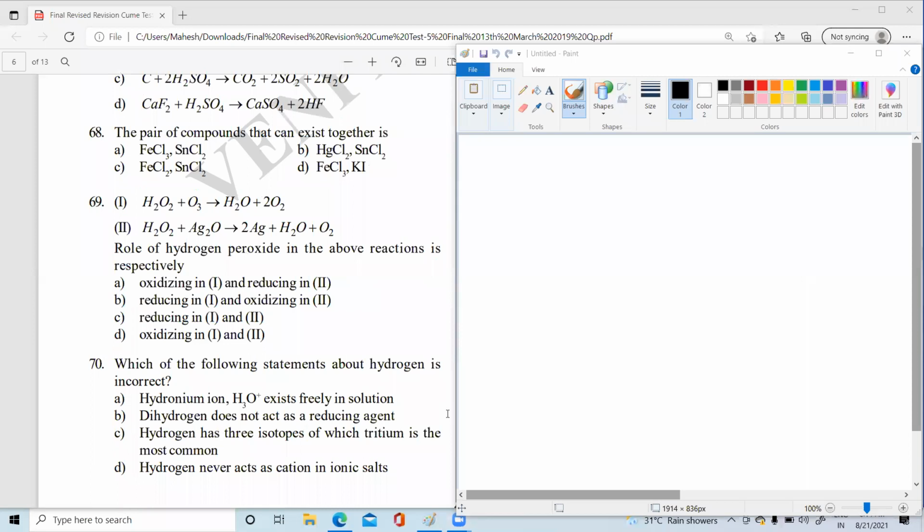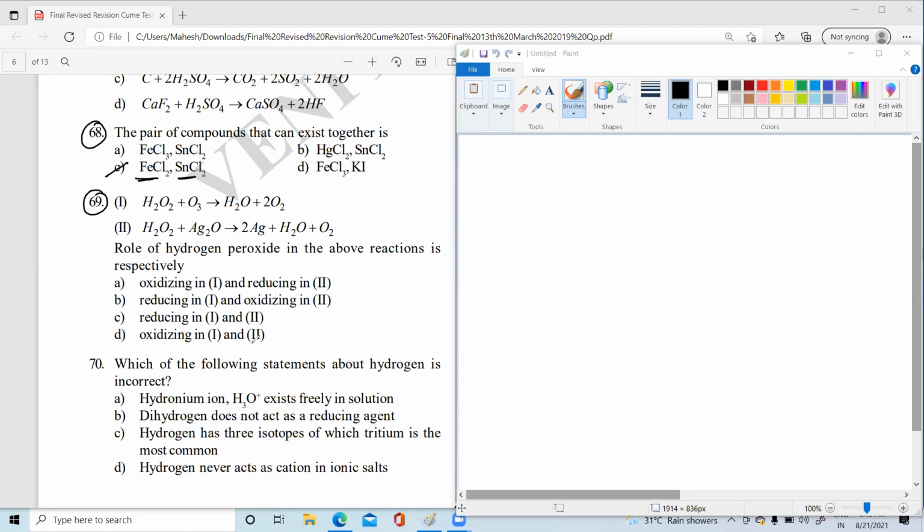Next student, question number 68. In question number 68, they are asking which pair of compounds can exist together. You can check in option C. This is a Lewis acid and SnCl2. Both can exist together, students. The remaining pairs are not possible to exist together. So option C, that is the direct statement.